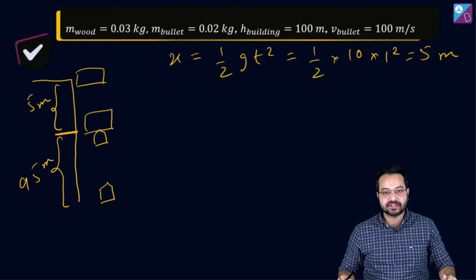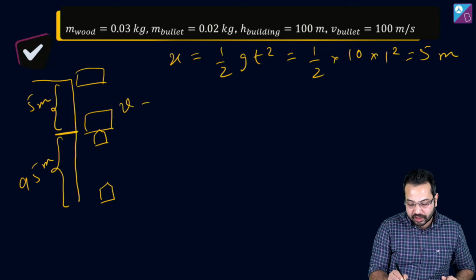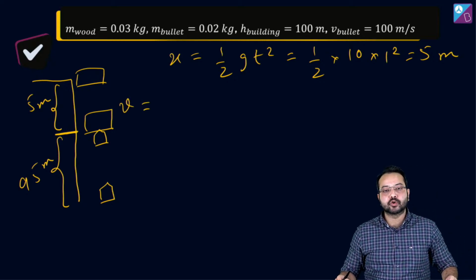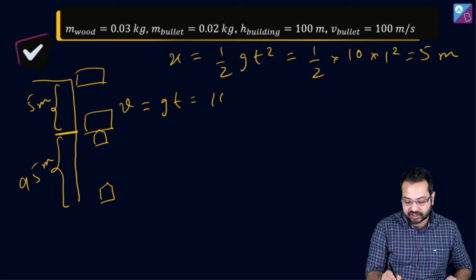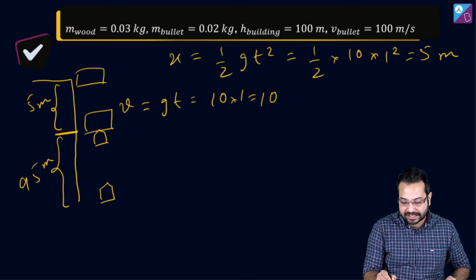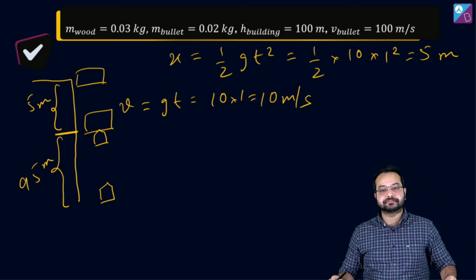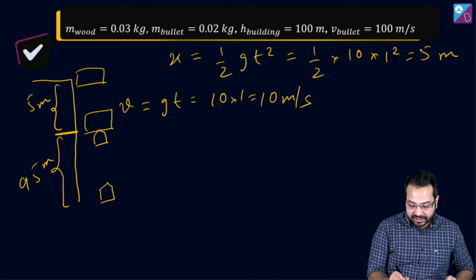What were the velocities? Can you find the velocities? So velocity of the wood, how much is that going to be? It is going to be v is equal to u plus at, which means this is going to be gt. So this becomes 10 multiplied by 1, which is 10 meter per second. Do you agree?